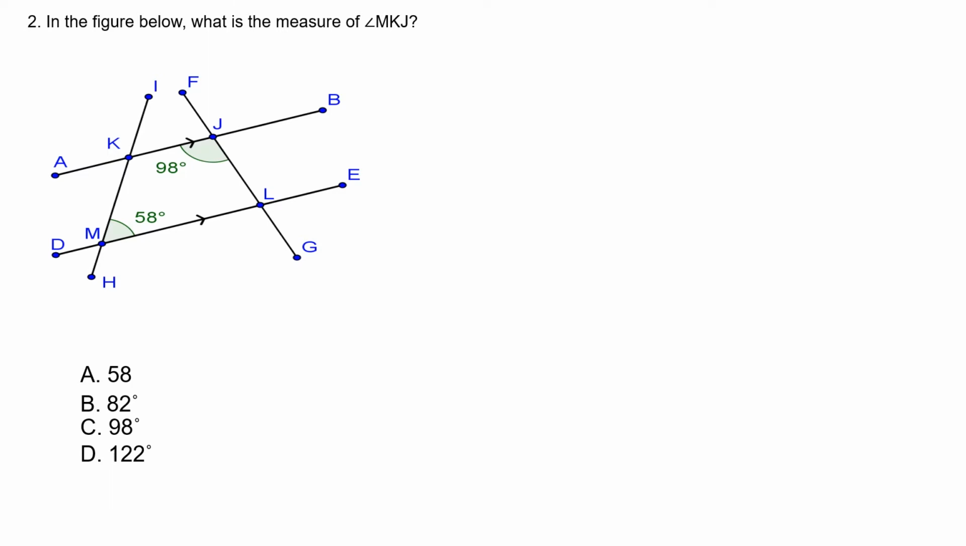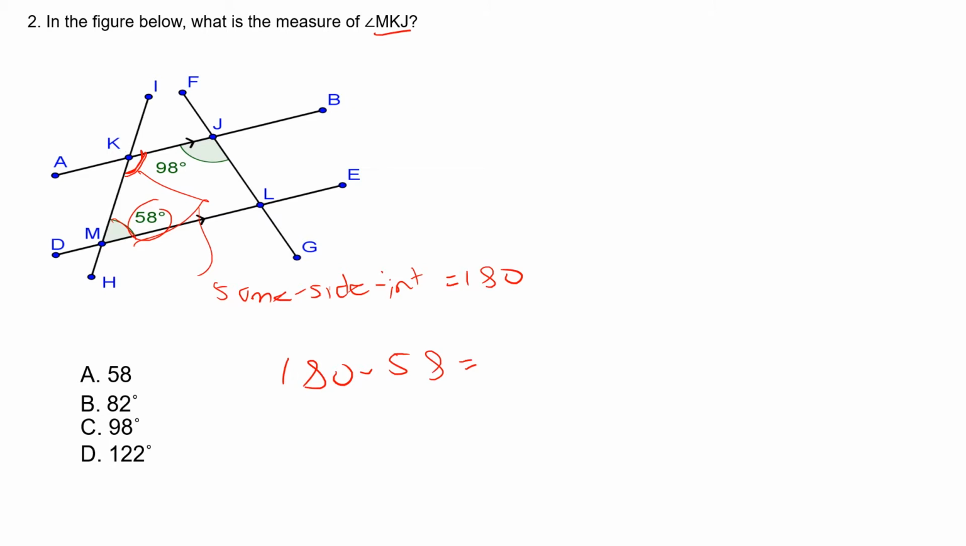Now let's take a look at number two. It says, in the figure below, what is the measure of angle MKJ? So angle MKJ is right here. And we have this 58 degree angle, which is angle KML. Those are same side interior. So again, they equal 180. So I could simply subtract 180 minus 58, and that is equal to 122, which is the answer.